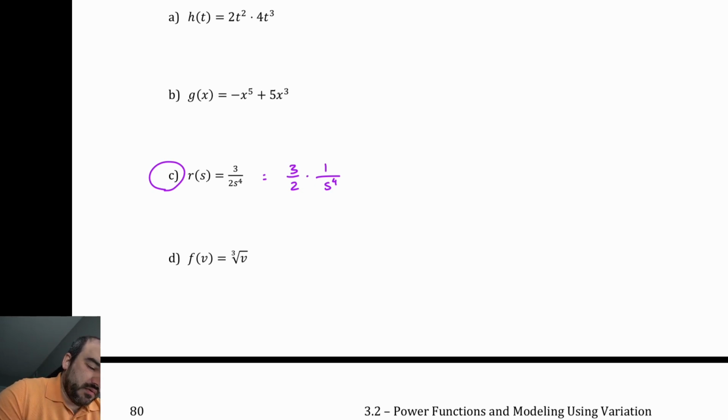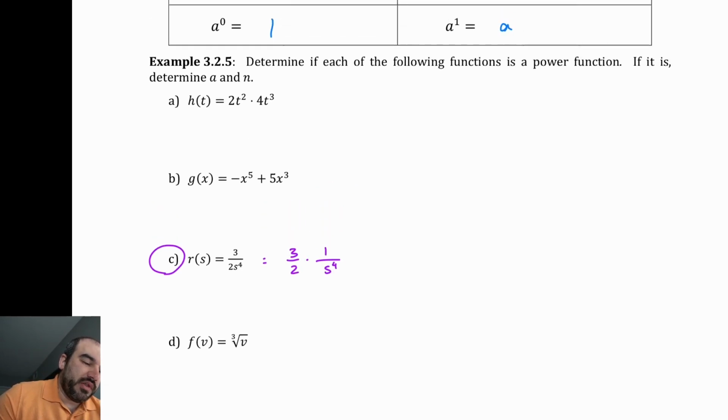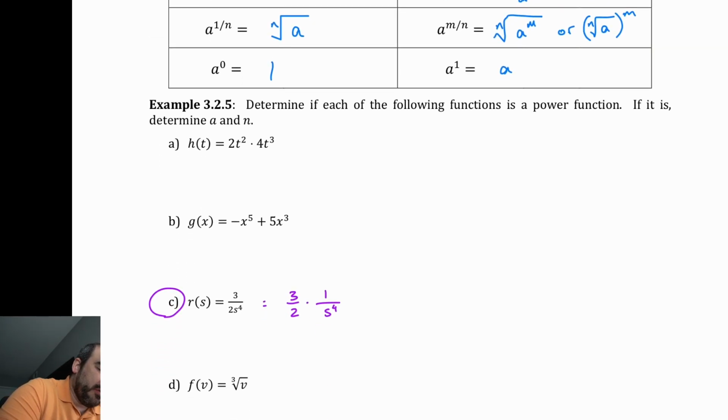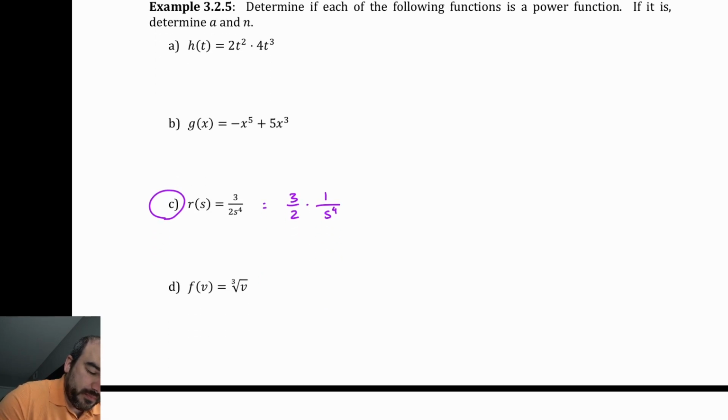And then we can rewrite this 1 over s to the fourth using this property here, so that we can write the s to the fourth that's in the denominator with a negative exponent, and it will no longer be the bottom of a fraction. So we can rewrite this as 3 over 2 times s to the negative fourth.